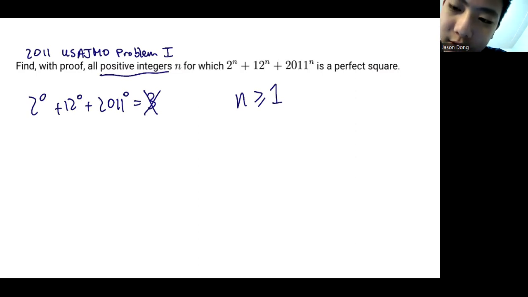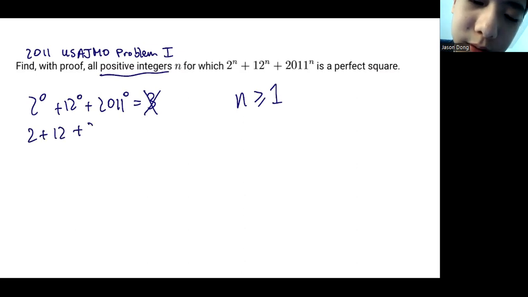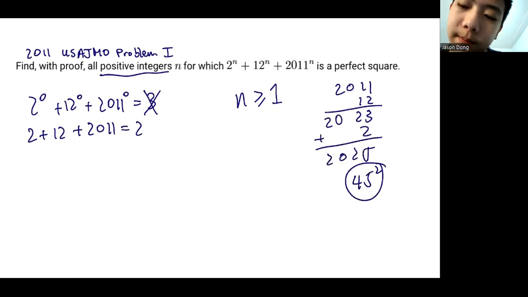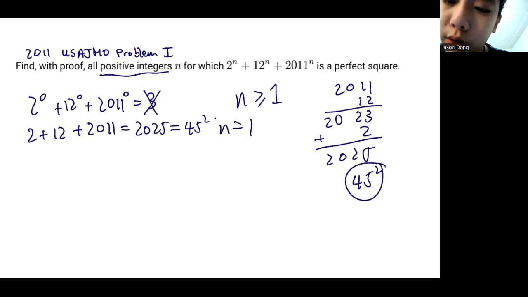So let's first try some values of n. But actually, the only value we can try is n equals 1. So that will be the sum of 2 plus 12 plus 2011, that will be 2025. And that is equal to 45 squared. You should know that, that's important. So n equals 1 works.